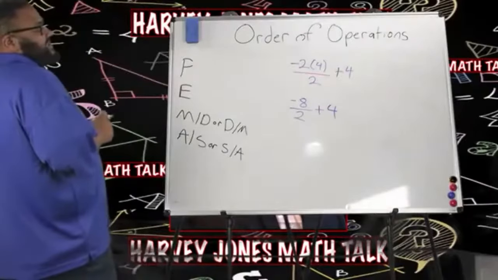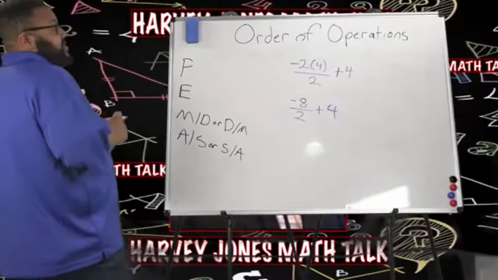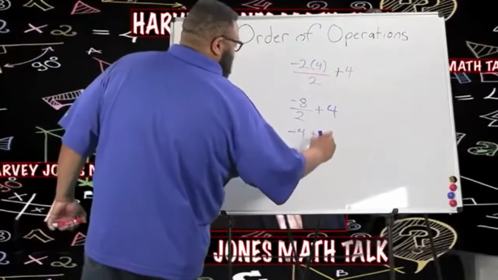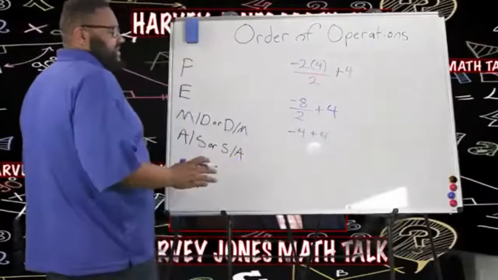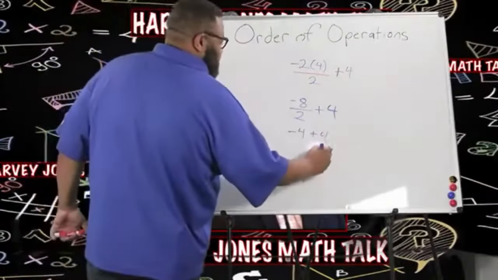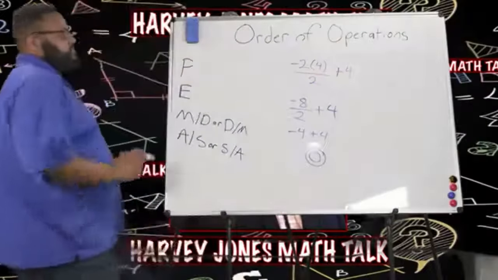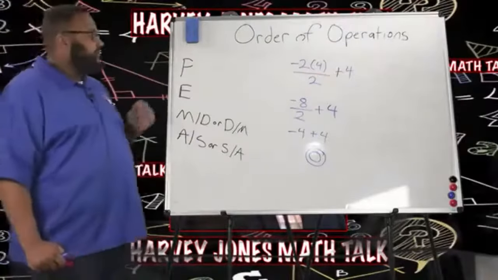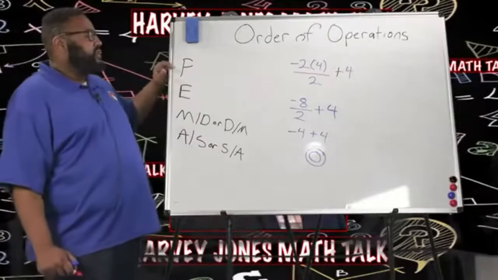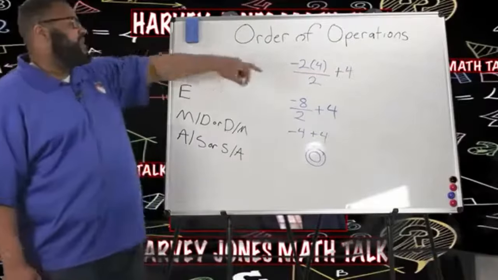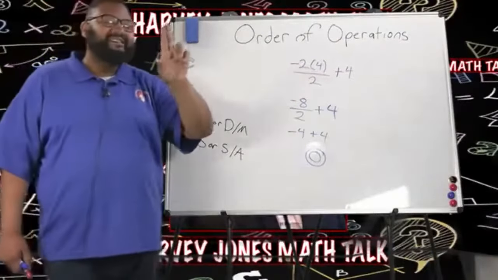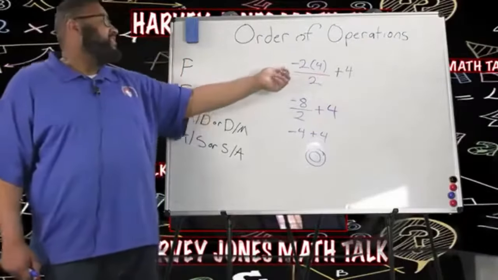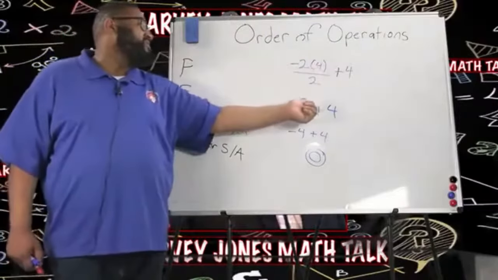Negative 8 divided by 2 is going to be a negative 4 plus 4. I love it when it comes up like this because a negative and a positive is going to give us a 0. It's not hard at all if you follow the what? Order of operations. Were there parentheses? Not really, just had one right here. But I told you once before, side by side you multiply. So I did negative 2 times 4, which is negative 8.